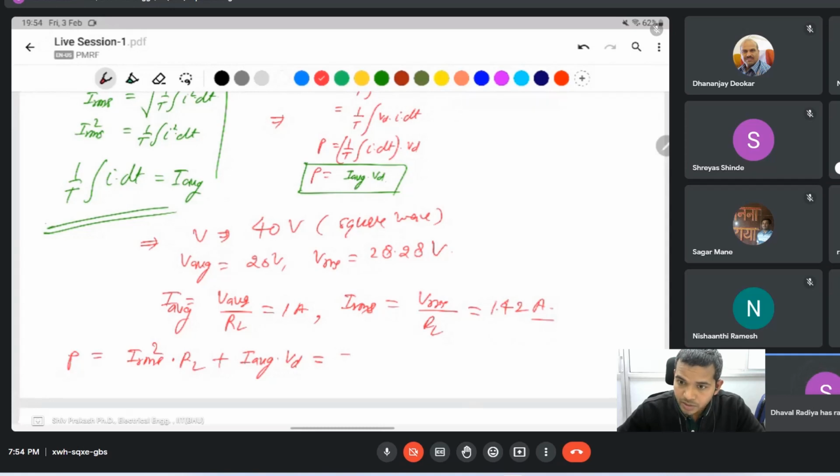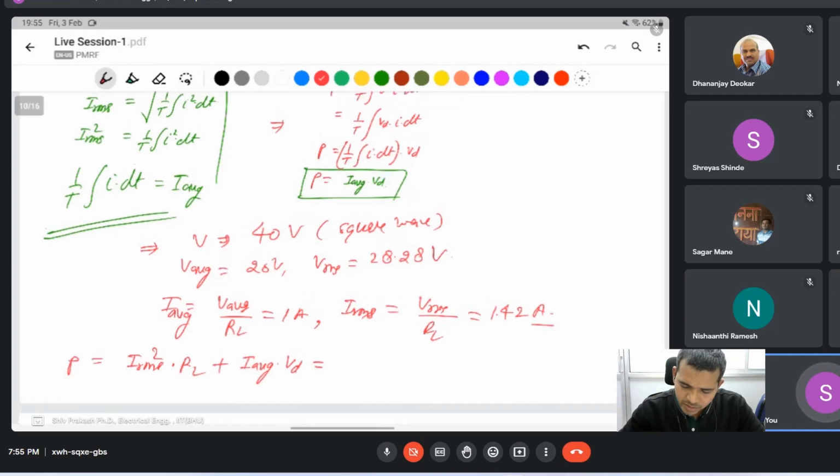Dhaval, ready? You want to say something? Yes, sir. Actually, I have solved this. I think I know I'm wrong, but I have taken I average equal to 0.637 into I maximum current. Using that formula I have taken I average as 2. Can I take the average value as 2 amperes as given in the question? I average is not given in the question.